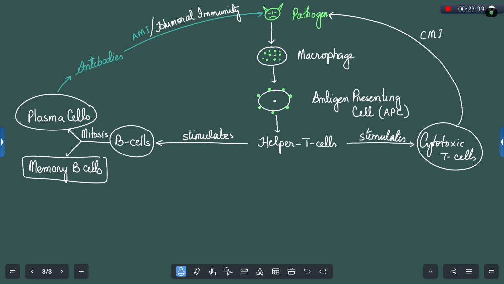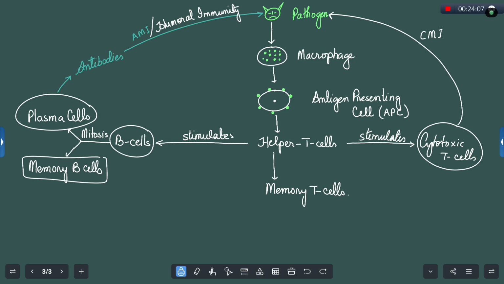During this encounter, some of the helper T cells differentiate themselves into memory T cells. Memory T cells. Immunity is still acquired. All this reaction happens only when the pathogens take entry into the body.